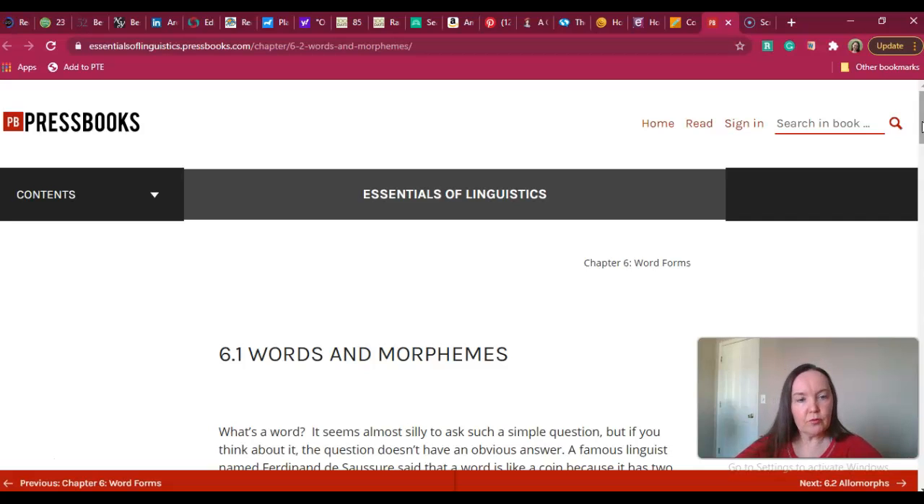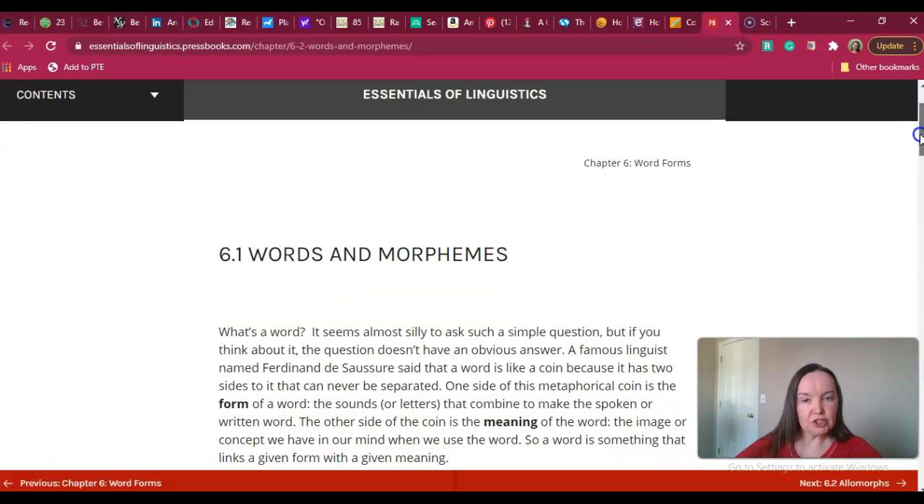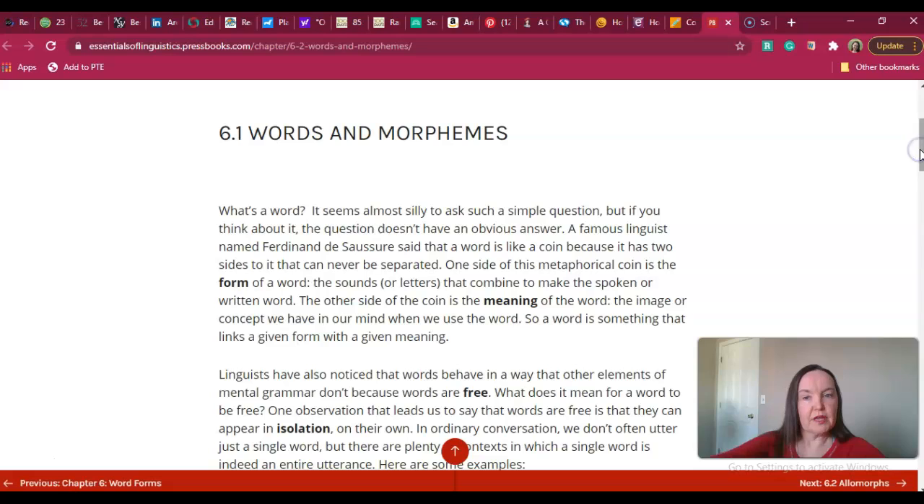Last week and the week before you were studying phonetics, mainly the area of articulatory phonetics. Now we're going to take the sounds, the building blocks of words, and look at how we take pieces of words and put them together to create different categories of words and different meanings. We're going to start with this foundational lecture about words and morphemes.